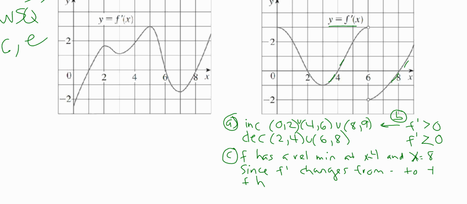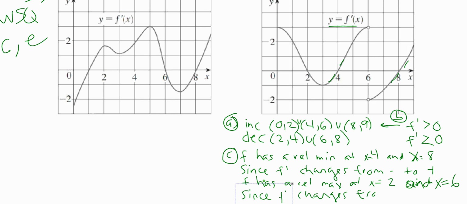F has a relative max at x equals 2, actually, and a sneaky one there, x equals 6, since f prime changes from positive to negative. So this time positive, negative. Kind of a sneaky one, but we got it. Let me erase that.